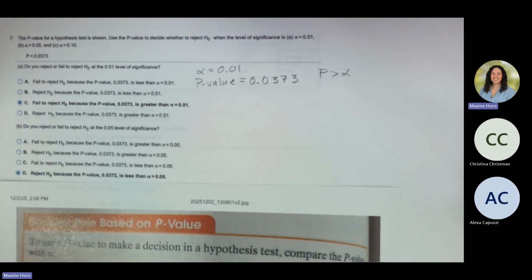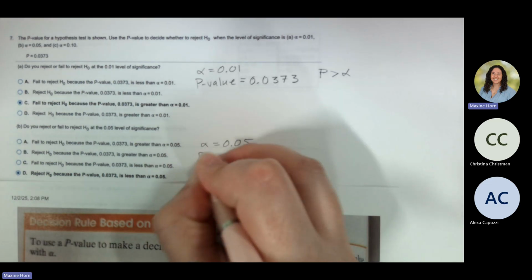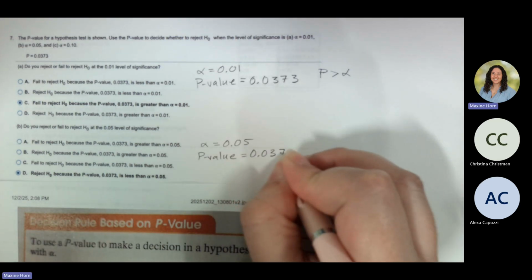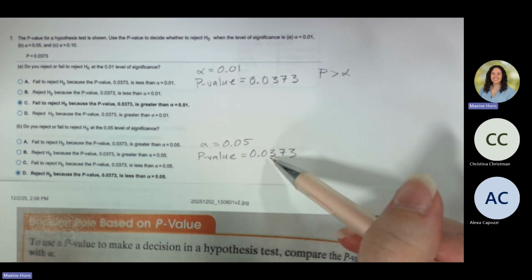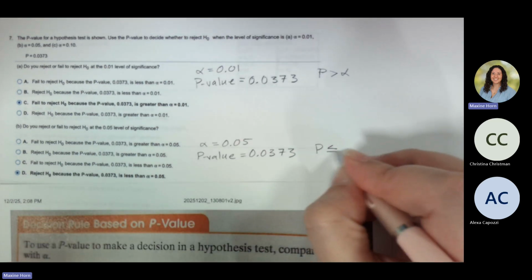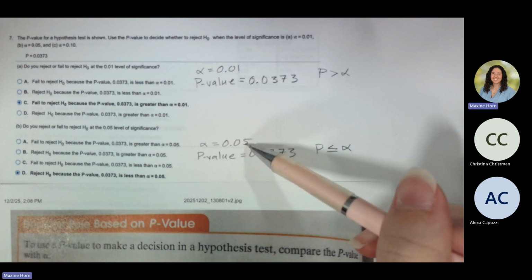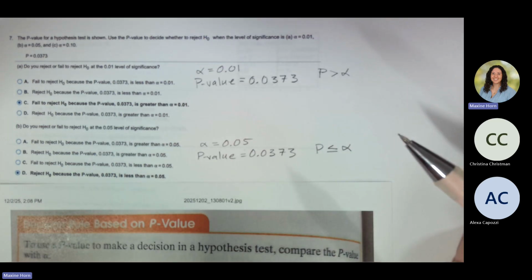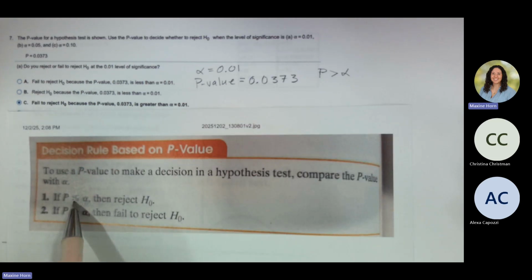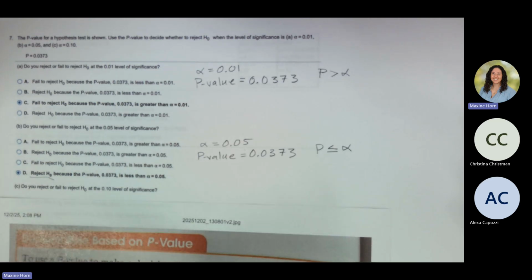Now for the second one, we have a level of significance, or an alpha, of 0.05. Again, our p-value is still 0.0373. Comparing 0.0373 to 0.05, now our p-value is less than or equal to alpha. This is like 3.73%, and that's 5%. 3% is less than 5%. If it's less than or equal to alpha, we reject the null hypothesis. So we would reject the null hypothesis.